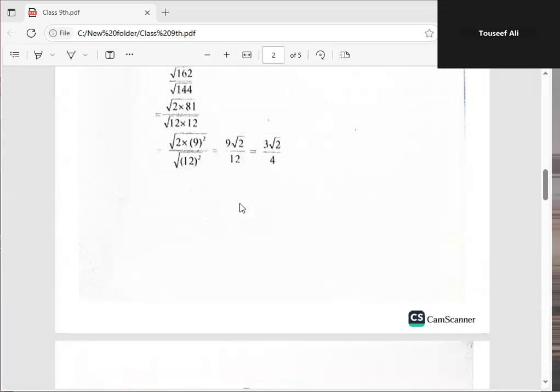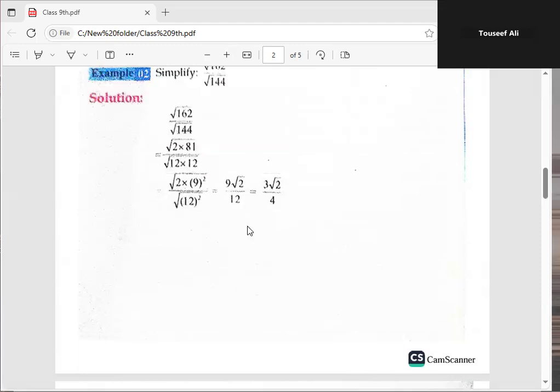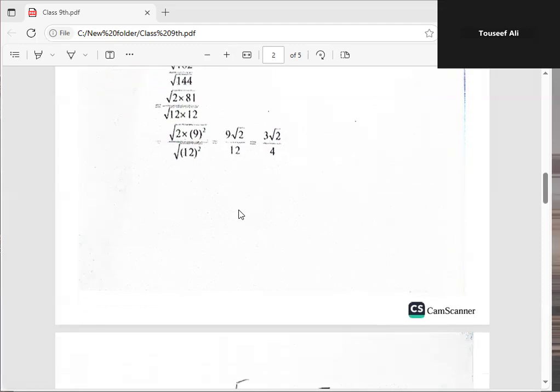Now we are going to start the exercise. I hope these examples are clear for all of you. In the exercise, we have some different questions. In question number 2, we have to find the conjugate. And in question number 3, we have to just simplify the surds. In question number 3, we have different surds. Some are in multiplication form, some are in division form, addition. These are all in mixed form. So we will simplify them one by one.